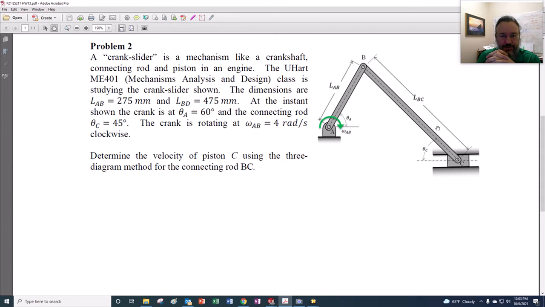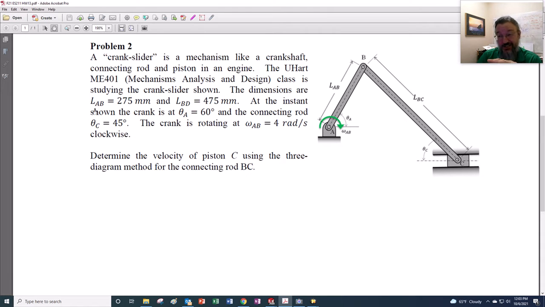And this has the dimensions of 275 millimeters here and 475 millimeters. And at this instant shown, this is at 60 degrees and this one's at 45 degrees. And this crank is rotating at 4 radians per second. So I call this a crank slider because the crank is driving the slider.